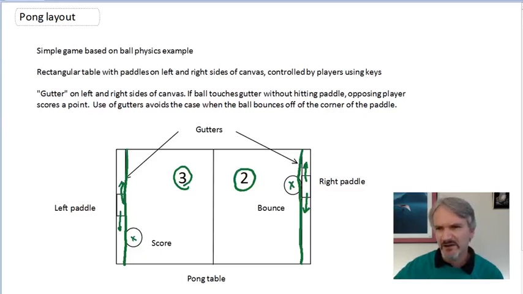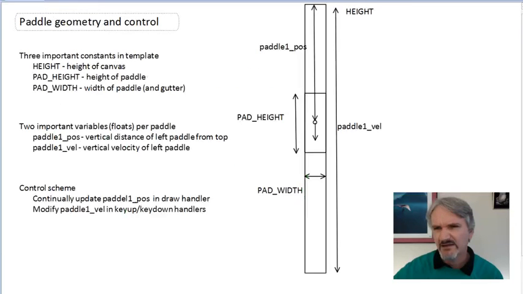Let's go on over here now and talk about your paddle geometry. In the template I'm going to provide you, there are some constants. There's the height right here. So what's the height? The height is the height of the Pong table. It's the height of the canvas. There'll be 2 variables. There's going to be the paddle height. That's this dimension right here. And there'll be a paddle width.